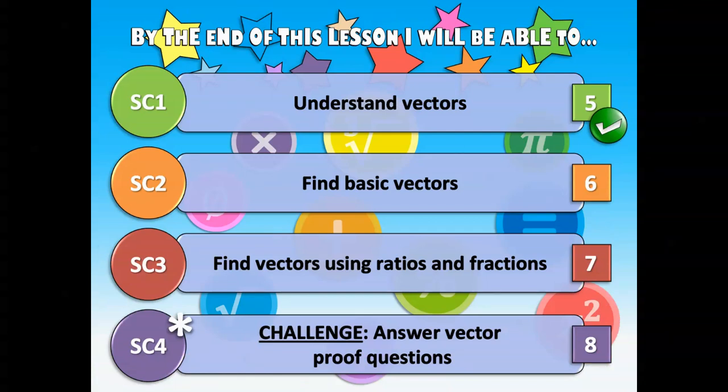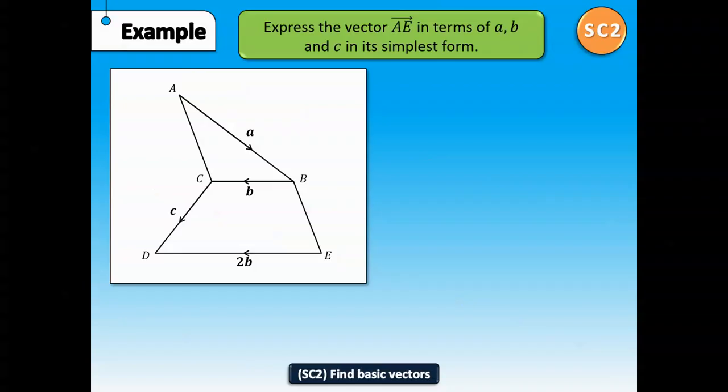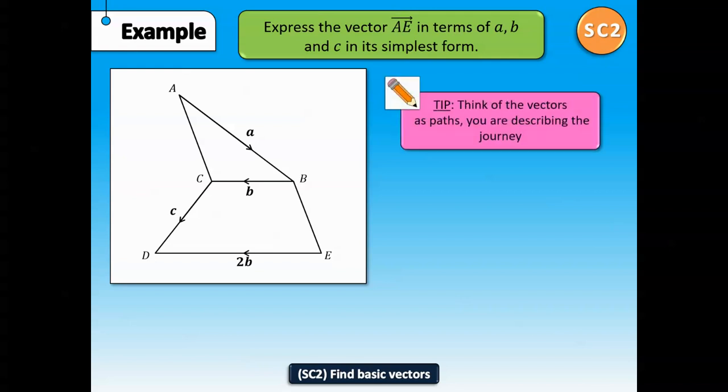So now we're going to move on to number 2, and this is to find basic vectors. So we want to express the vector AE in terms of A and B and C in its simplest form. Now this just means we want to find a path from A to E using the paths that are labelled A, B, C and 2B. So we want to find a way from A to E.